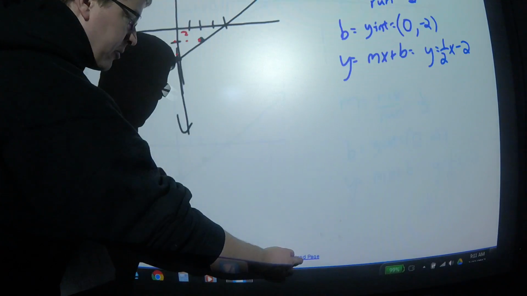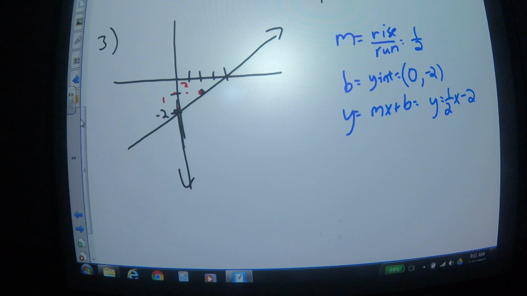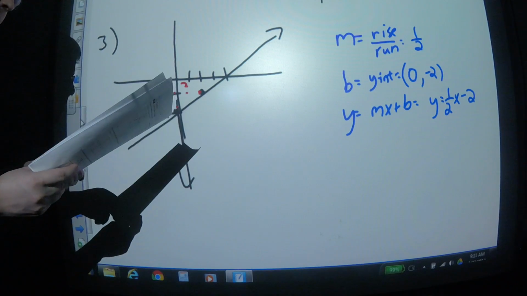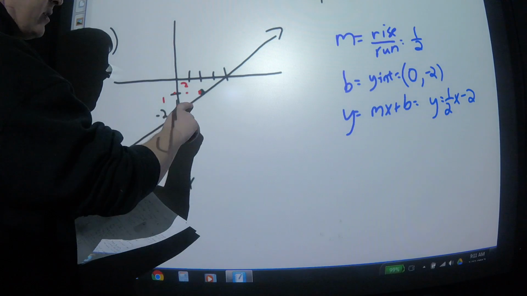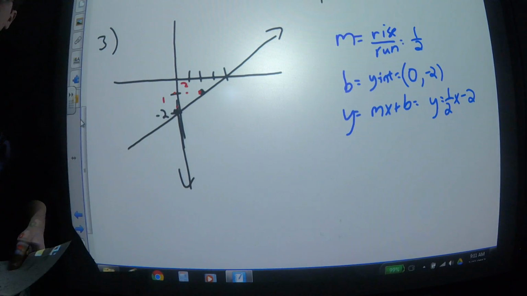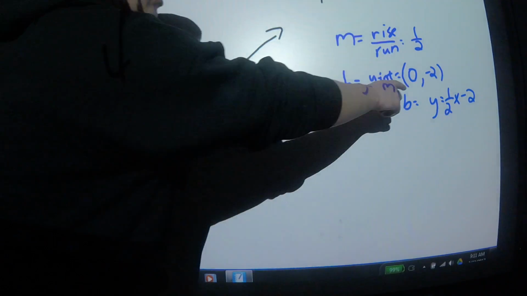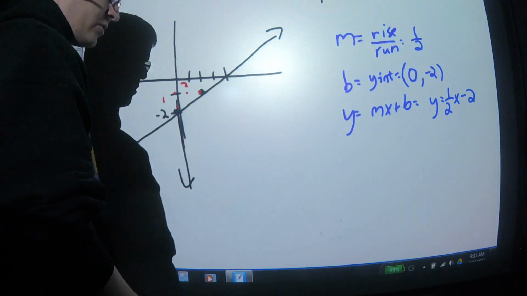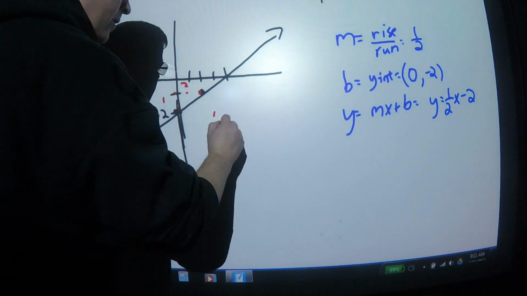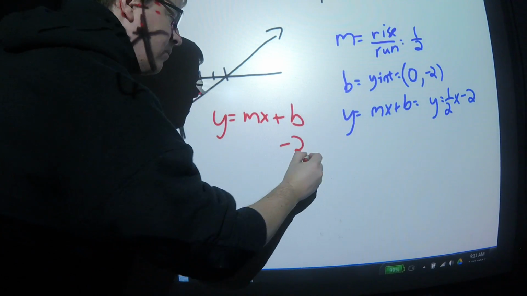All right, looking at number 3. Number 3 wants you to find the equation of the line, okay? It's the very last one on there, it said write the equation, all right? Well, notice that it crosses the y-axis at -2. So that means that my y-intercept, or b, is -2, (0, -2). All right, so b equals -2. So if I'm writing this equation, y equals mx plus b, I replace the b with -2.